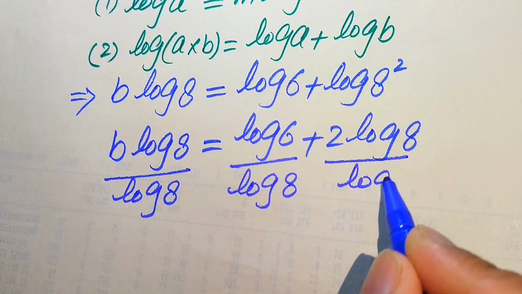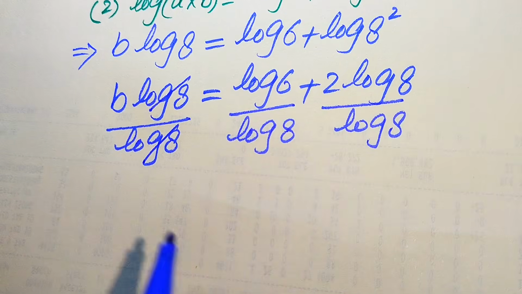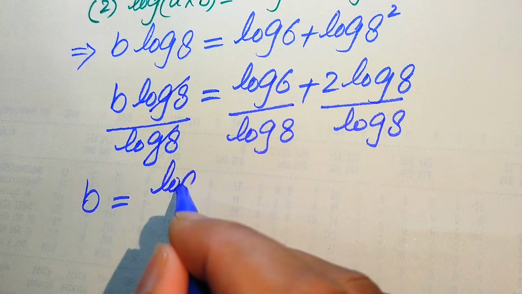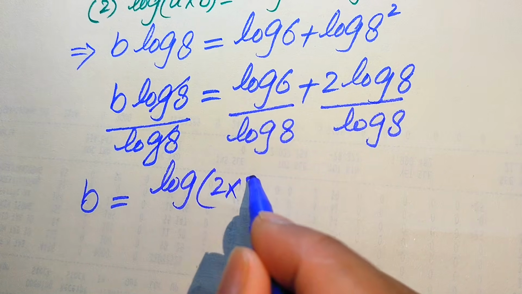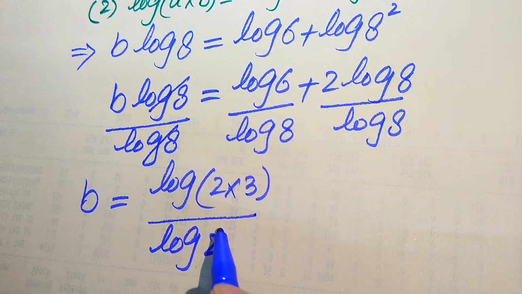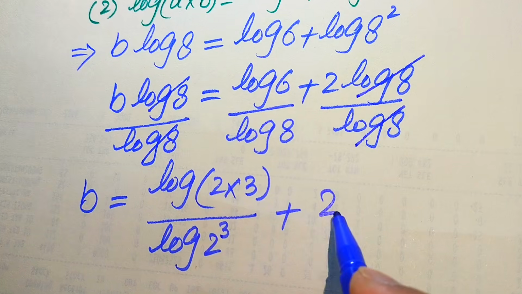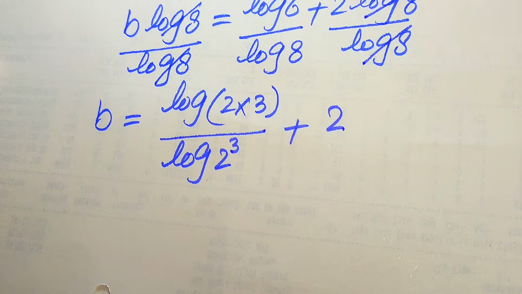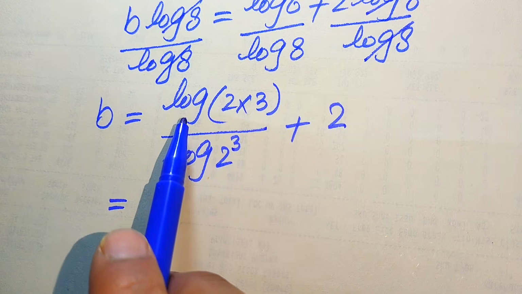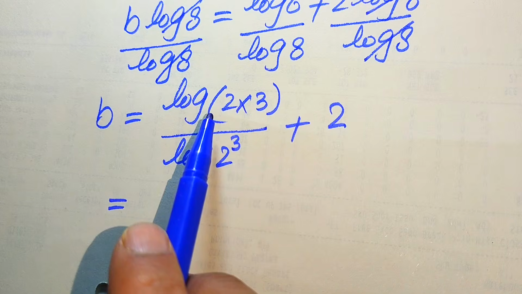Okay, so further this log 8 and this log 8 are gone, and in the left hand side we get b is equal to, here we have log of 6, so we write 6 as 2 times 3, and we write 8 as 2 cubed, and plus, you see here this log 8 and this log 8 are gone, and we get plus 2. Further in the next step we apply log on both of these two values. We again apply the second property of log, which we stated above.